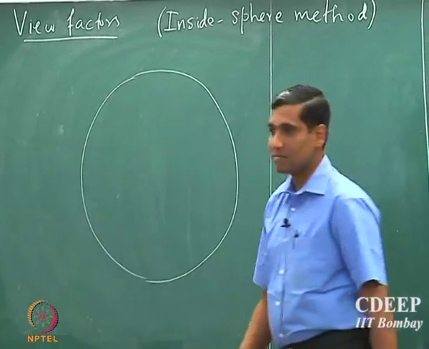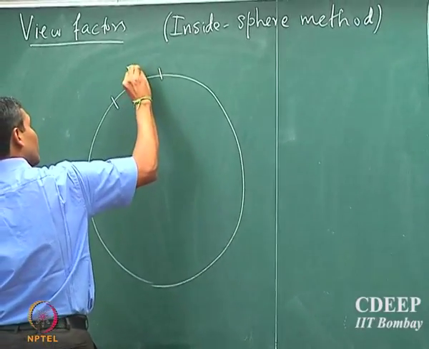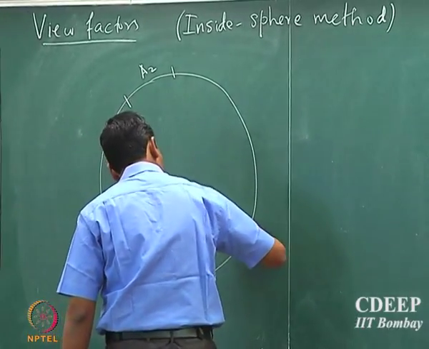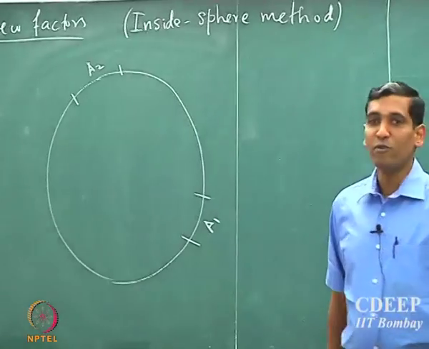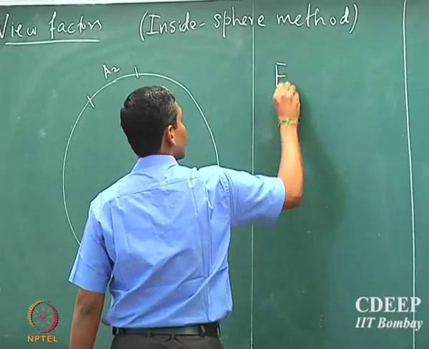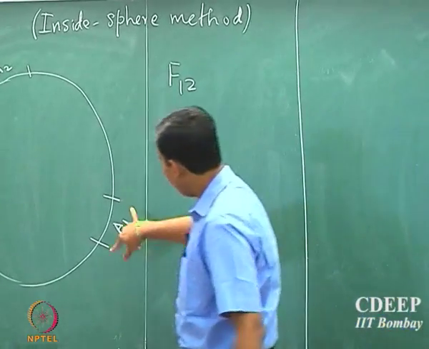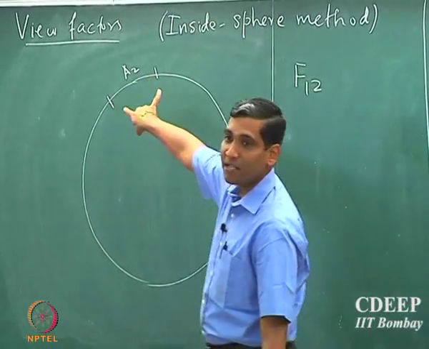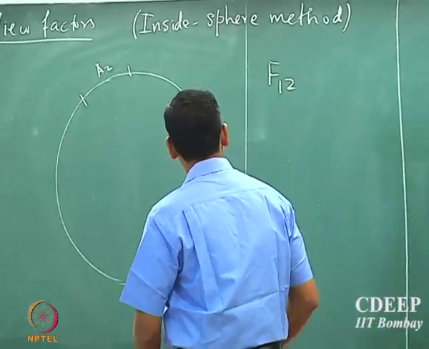I have a sphere, okay, and let's say I have a surface A2 and I have, let's say, another surface A1. Okay, I have two surfaces and I need to find F12, which is the view factor for emission which is emitted by surface A1 and how is that received by surface A2. Okay, so we need to find the view factor or the geometric factor.